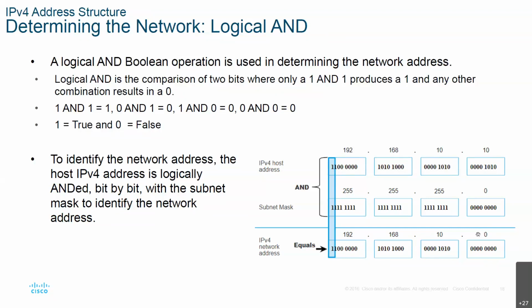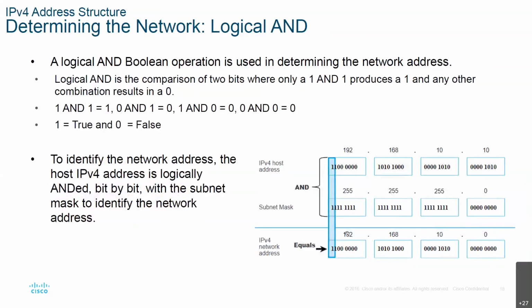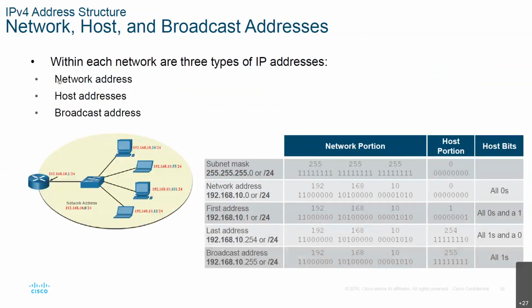So what is my network address? 192.168.10.0. Get it? Now, you should know that every network has certain things that you have to be careful with. First, every network will have a network address. Like just now we did an ANDing and we found out that the network address of this network is 192.168.10.0. Okay? Every network will have a network address.